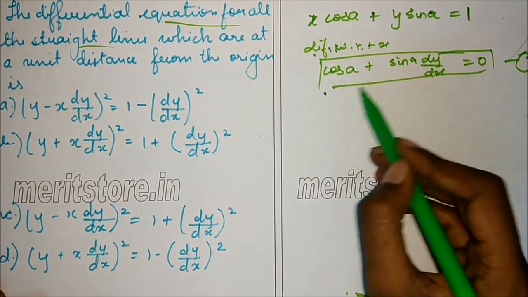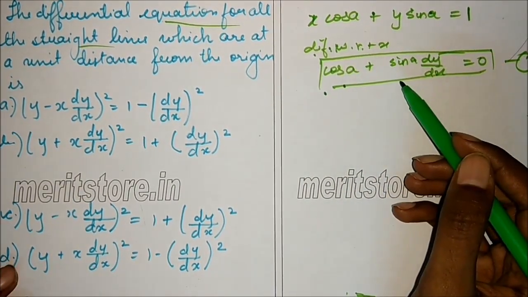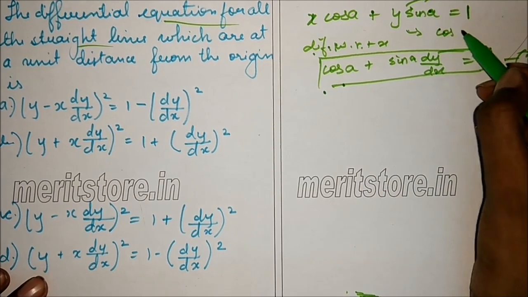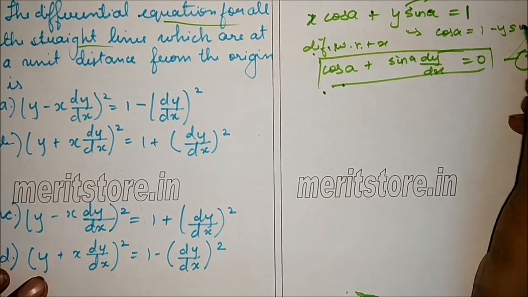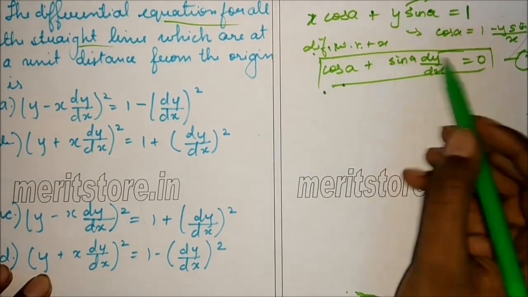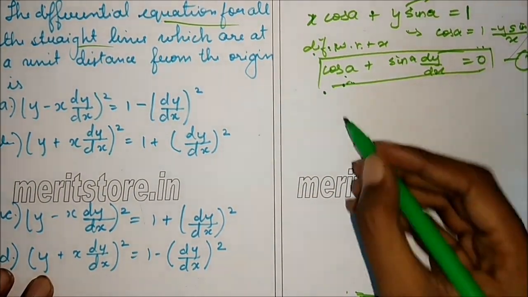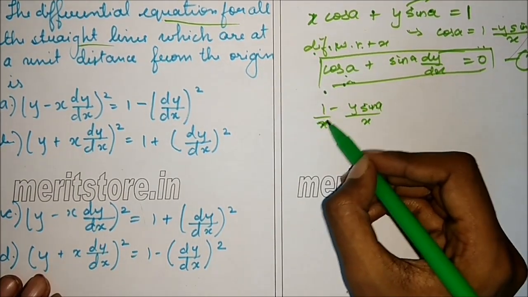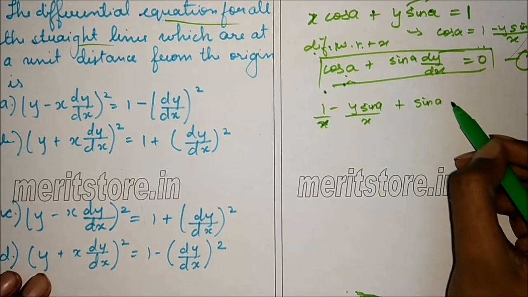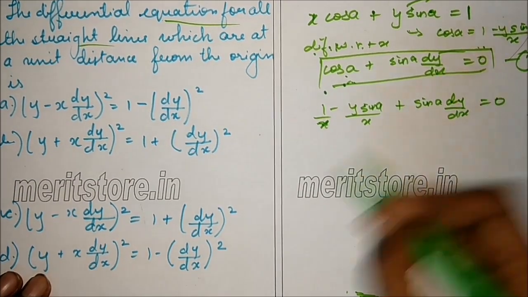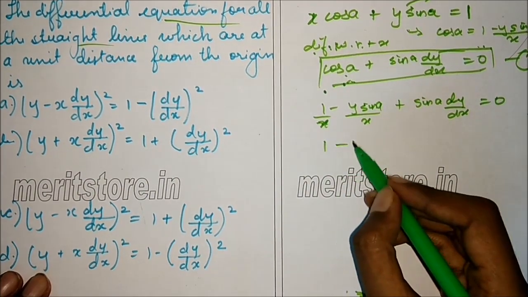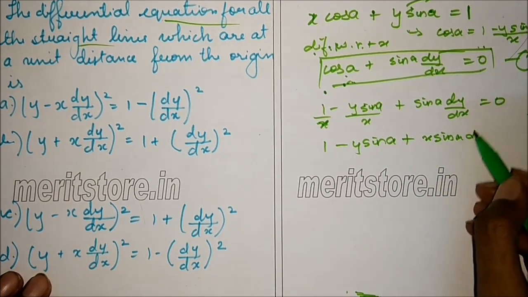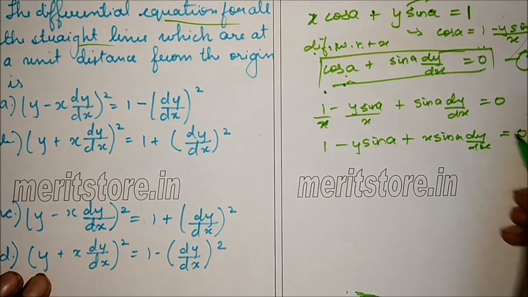Now we substitute cos A in terms of sin A. From the original equation we can say cos A equals (1 minus y sin A) upon x. So we substitute this in equation 1. So cos A will be (1 minus y sin A) by x, plus sin A dy by dx equals 0. Multiplying throughout by x, we get 1 minus y sin A plus x sin A dy by dx equals 0.